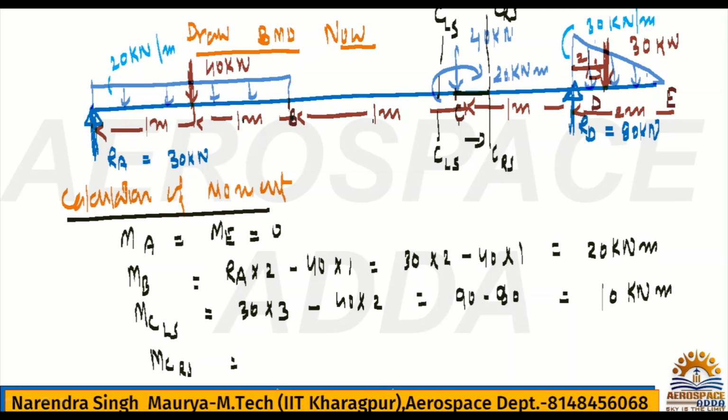So at C we have a moment 20 kilonewton meter, which is clockwise. So clockwise means it will be plus. So 10 kilonewton meter we already have, plus that 20 kilonewton meter will be added because it is a clockwise moment. So it is nothing but 30 kilonewton meter, right? MC.